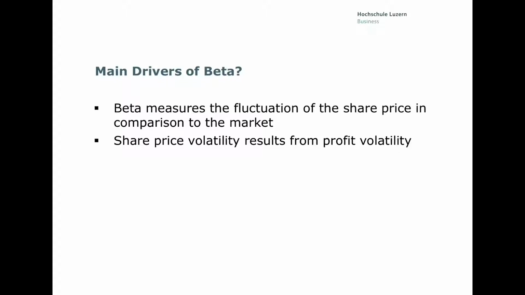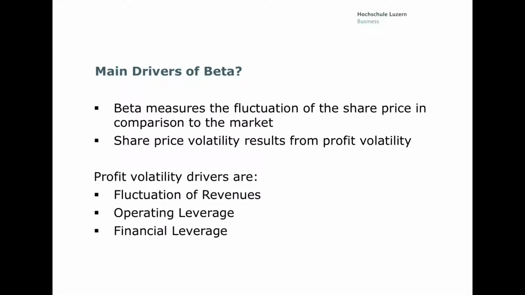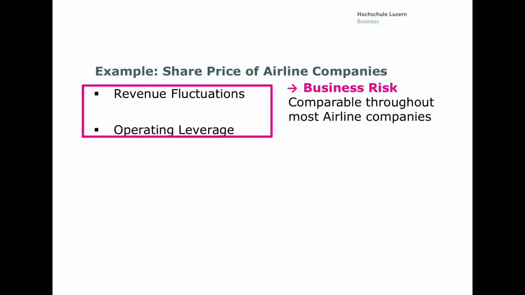Loosely speaking, share price volatility results from profit volatility. Potential drivers of profit volatility are fluctuations of revenues, operating leverage, or financial leverage. Let us now analyze the share price of airline companies. Revenue fluctuations and operating leverage, defined as business risk, are comparable throughout most airline companies.